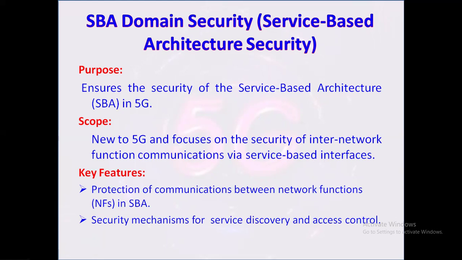Next, the key features. The security framework ensures that all communications between network functions in SBA are protected from interception and unauthorized access, preserving the integrity of service interactions. And it provides a robust mechanism for service discovery and access control, ensuring that only authorized network functions can discover and access specific services within the 5G core.